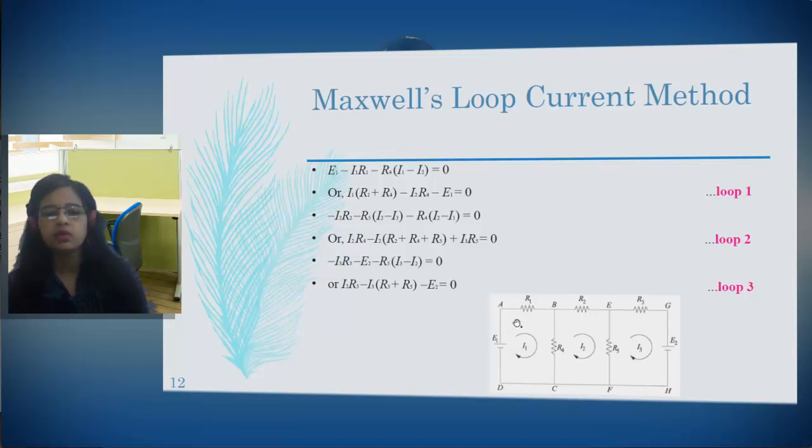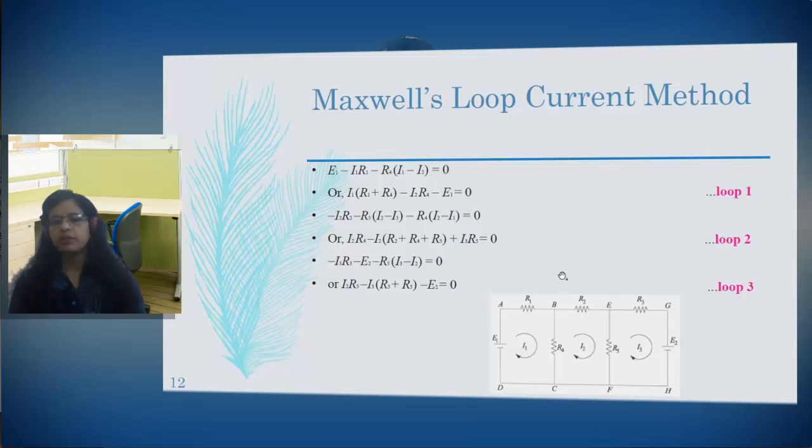If we are asked to find out the current flowing through R1, we will calculate the value of I1. For R4, we will calculate the value of I1 and I2 both, and the result is the net current flowing through R4. For R2 we can calculate I2. For R5 again we will find out the net current, that is I2 minus I3, and for this I3. So this way Maxwell loop current method is applied.